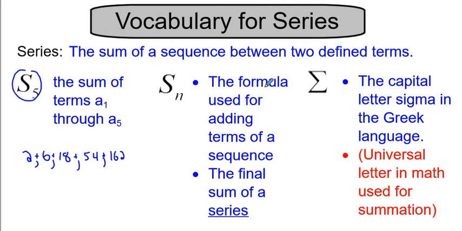So S of n is the formula used to add all these terms together. And it's also known as the final sum. So it's the formula, but it also represents the final sum of the formula. Remember, n in math means last.